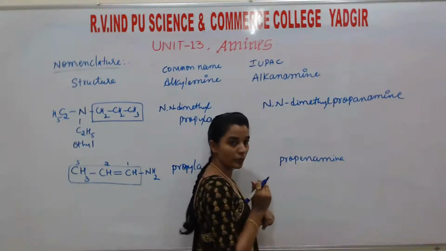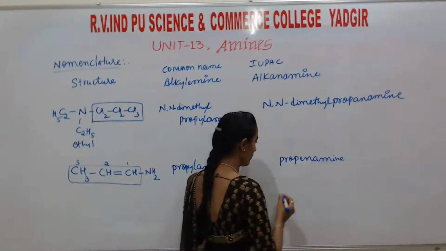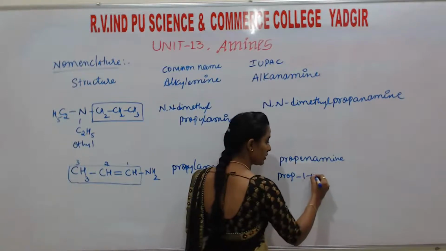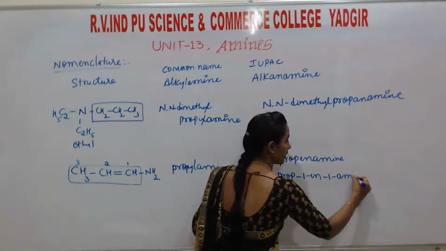You have to mention the position, where the double bond position and the functional group position. So first one is pro. At the first position a double bond is there. At the first position the amine is there.